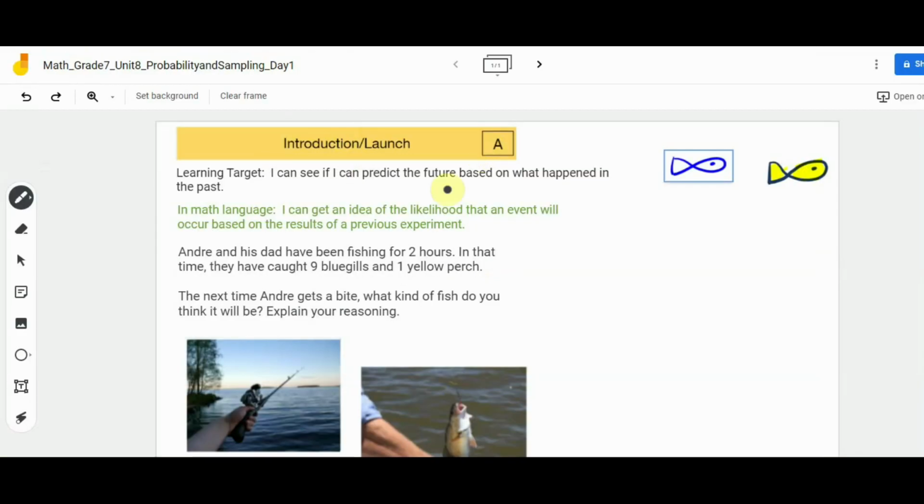Introduction, slide A. The learning target in math language is the following. I can get an idea of the likelihood that an event will occur based on the results of a previous experiment. In regular everyday language, that's I can see if I can predict the future. That's the likelihood an event will occur in the future based on what happened in the past, based on the results of a previous, which means the past, experiment.